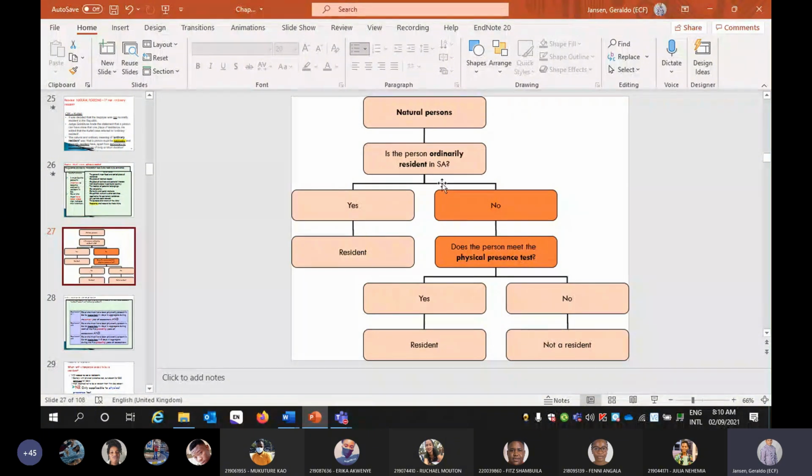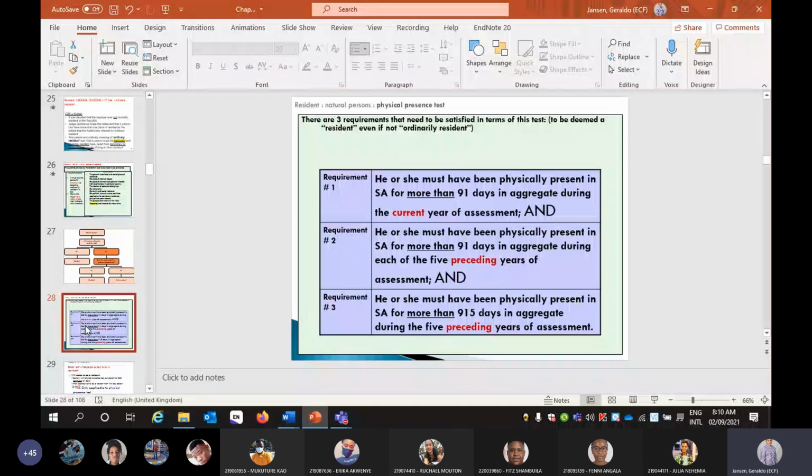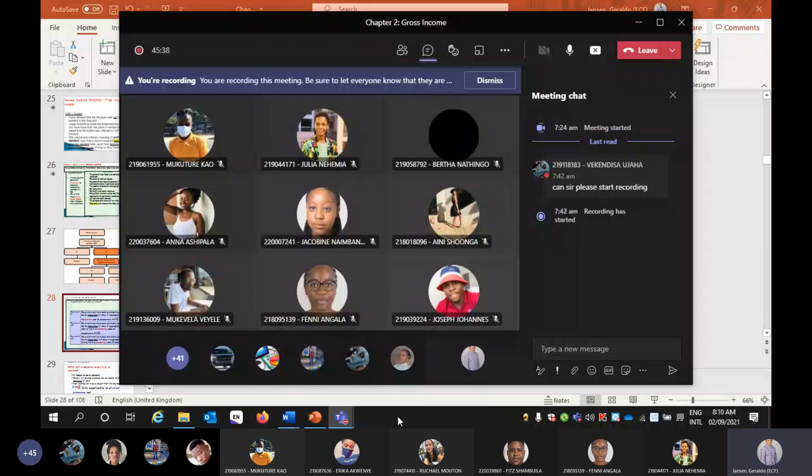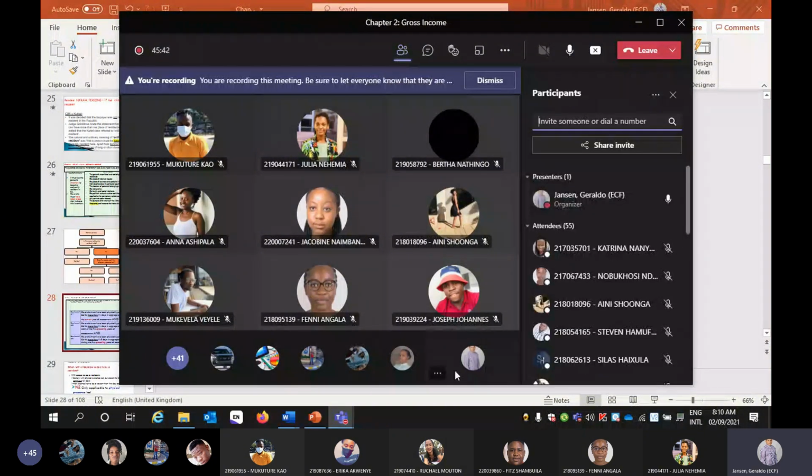Now guys, physical presence test, if you want the scope, remember I don't give scopes, but if you want the scope for test 1, the physical presence test will be there. It will always be there. We will test you on the physical presence test. Now guys, there are 3 requirements that must be satisfied. So all 3 of them have to be met.